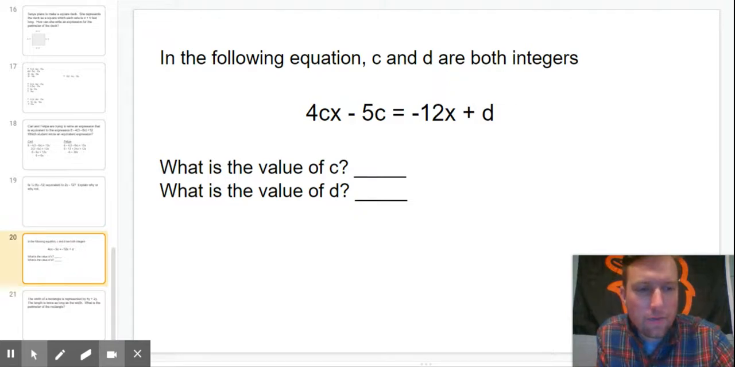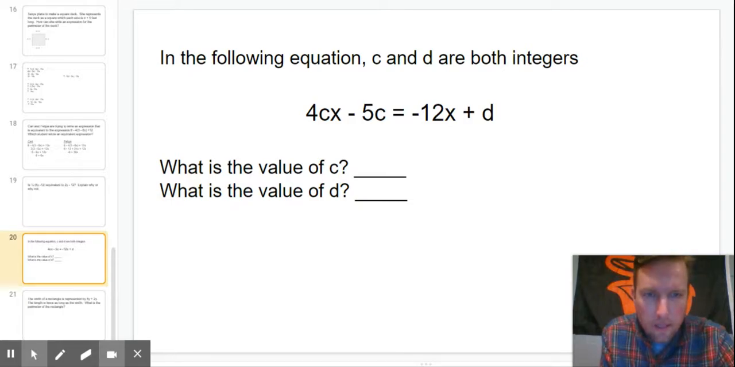This is a video lesson for Feed Me Pie and Divide and Conquer for Monday, May 11th, 2020. So we are back at it again this week. We are looking at making equivalent linear expressions.